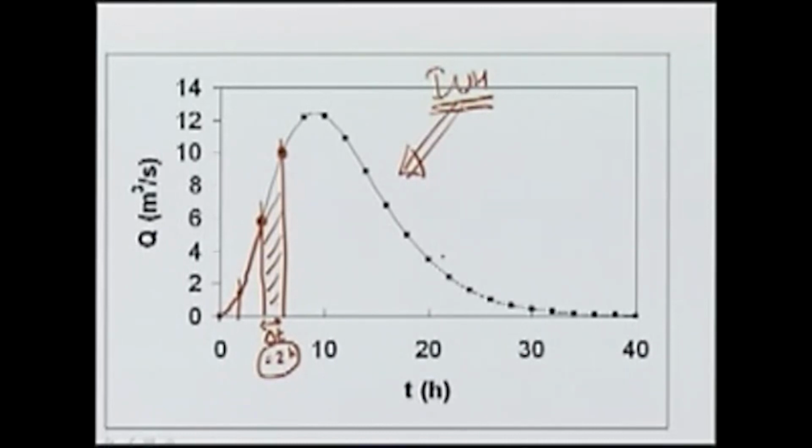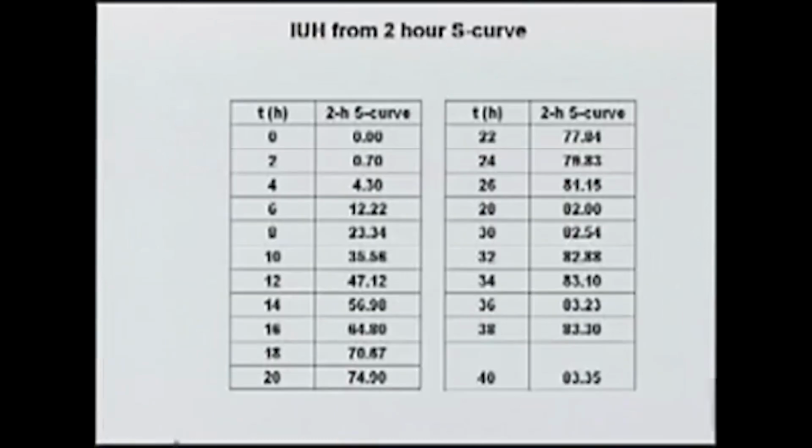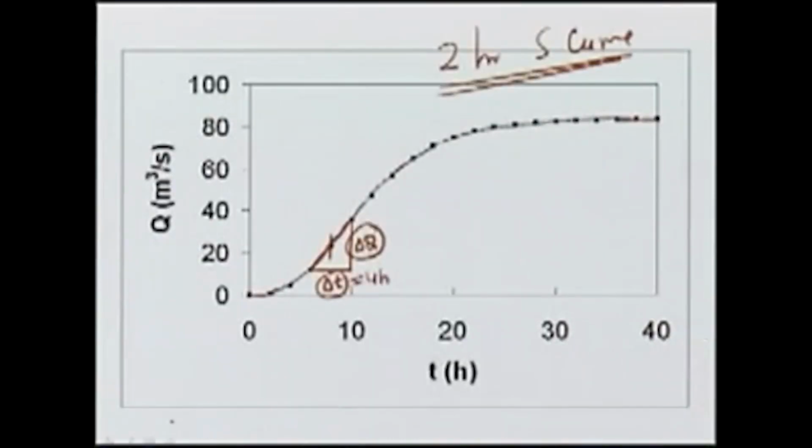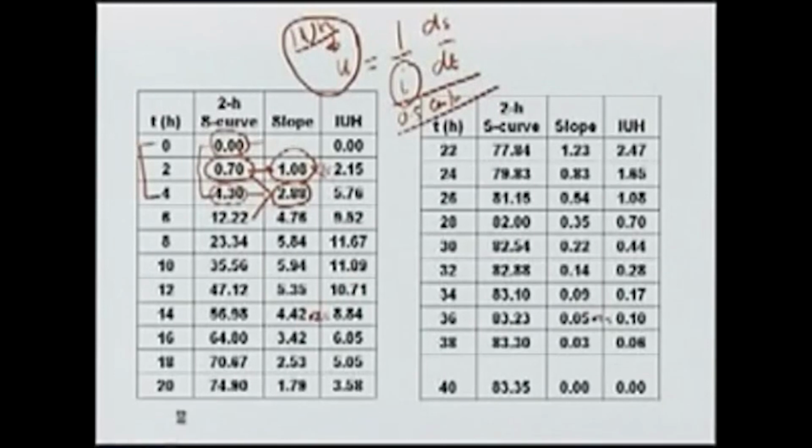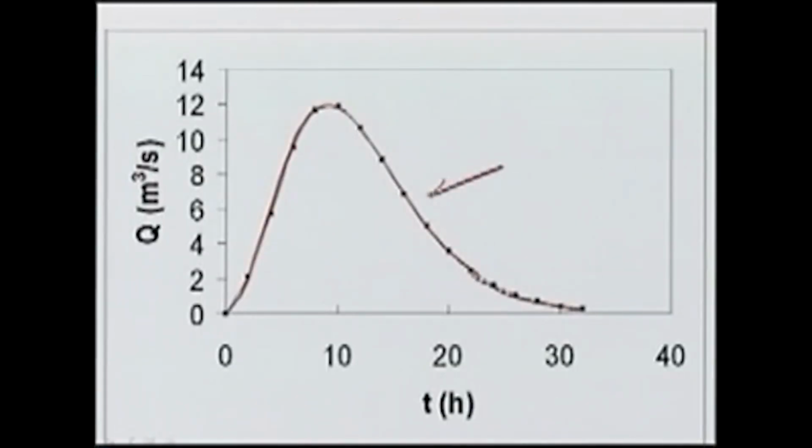Then we use the 2 hour UH to derive the S curve for 2 hours. So, the 2 hour UH is given by this curve. Using this 2 hour UH, we have derived the 2 hour S curve, and then from this 2 hour S curve we can obtain the IUH, which should be similar to what we had started with, but this just gives an idea of how to obtain an IUH for a given unit hydrograph.